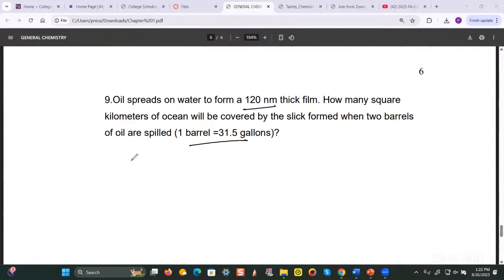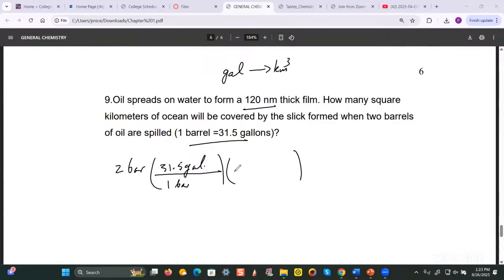So this is what I'm gonna do. I'm gonna start off with the 2 barrels, and find out how many gallons are in 2 barrels. Based on this equation, it's 31.5 gallons over 1 barrel. Now, how shall I do this? This is gallons, right? I'll try to convert the gallons to some metric unit. I'll try to convert the gallons to kilometers cubed. That's what I'm going to try to achieve.